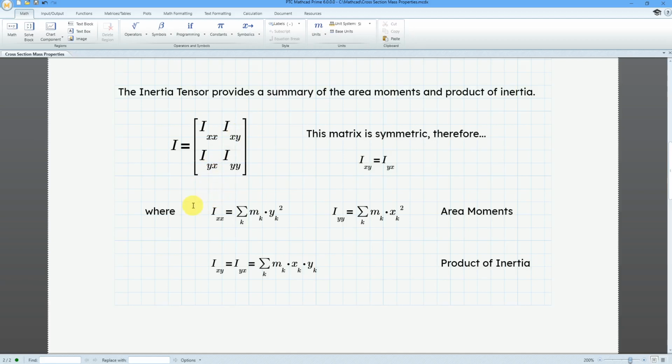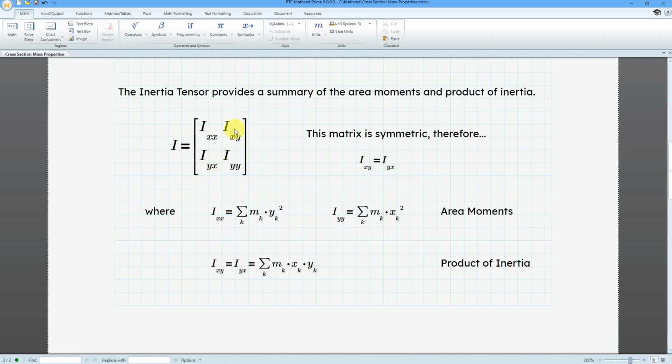How do we calculate these moments of inertia? Well, earlier in this worksheet, I showed you that the moment of inertia is equal to the summation of the masses times their locations. And so the moment of inertia in the x direction is going to be the summation of the masses times the square of the y values, and the moment of inertia in the y direction is going to be the summation of the masses times the square of the x coordinate. These are called the area moments.